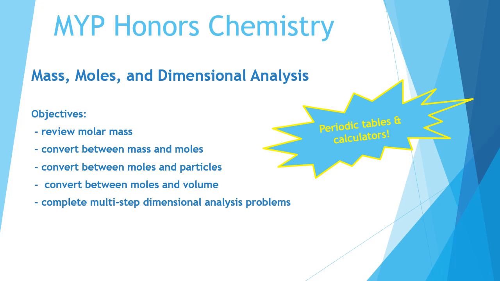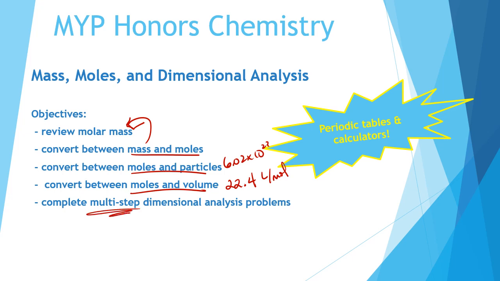Mass, moles, and dimensional analysis. We reviewed molar mass. This is the mass on the periodic table. To convert between mass and moles, we need to use that molar mass on the periodic table. To convert between moles and particles, we need to use Avogadro's number, 6.02 times 10 to the 23rd. To convert between moles and volume, we need to use the molar volume of an ideal gas at STP, 22.4 liters per mole. And then dimensional analysis, multi-step problems, we always convert to moles first.